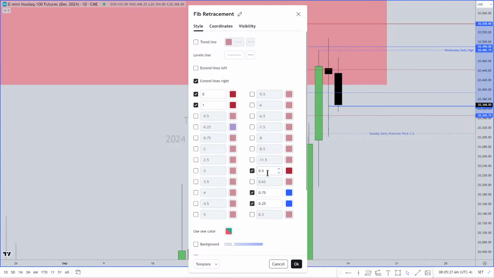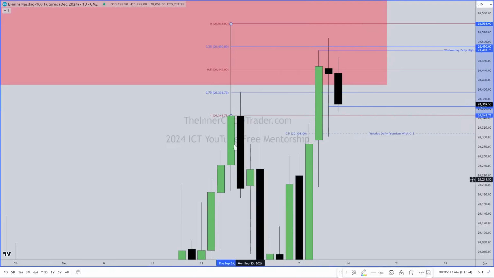So you can see the halfway point. In this case, it's consequent encroachment, 0.75, 0.25, and the high and low base figures for anchoring your fib. So that's the closing price on the 26th of September to the high of that candle. The upper quadrant is 20,490 even. Consequent encroachment is 442 even.